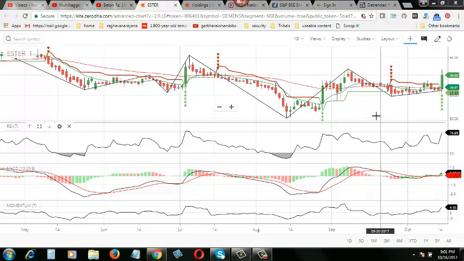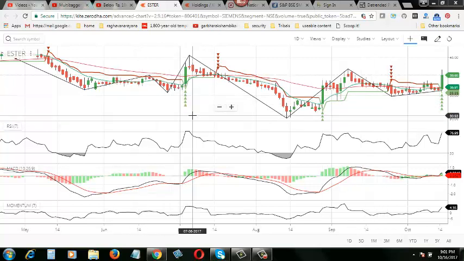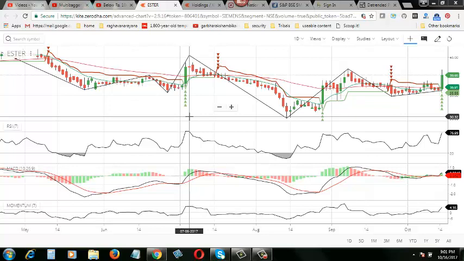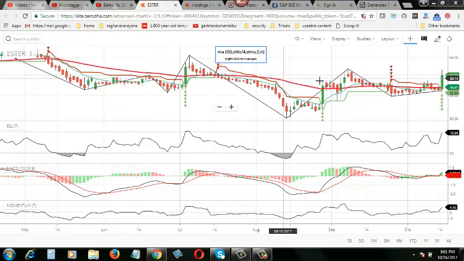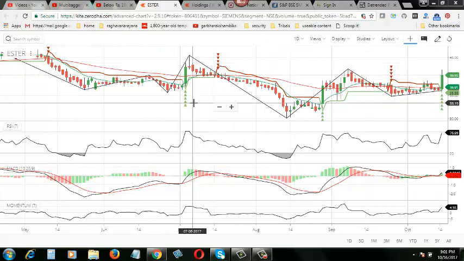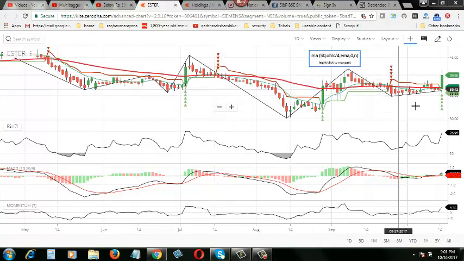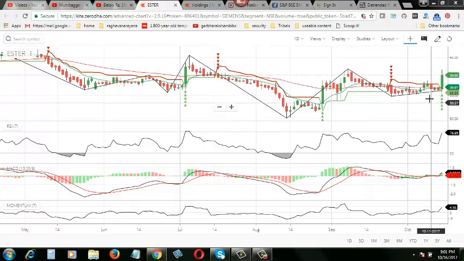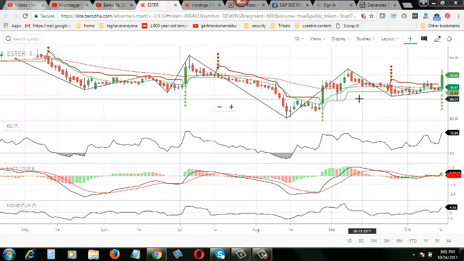I don't see that you have to hold for so many days. Why? Because the overall trend is decreasing. So that means this particular positive trend won't last long. That's what I'm seeing here.